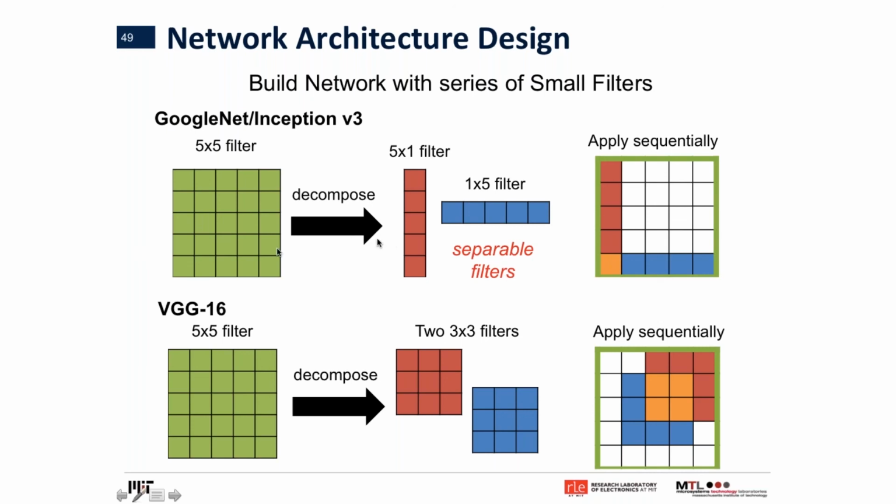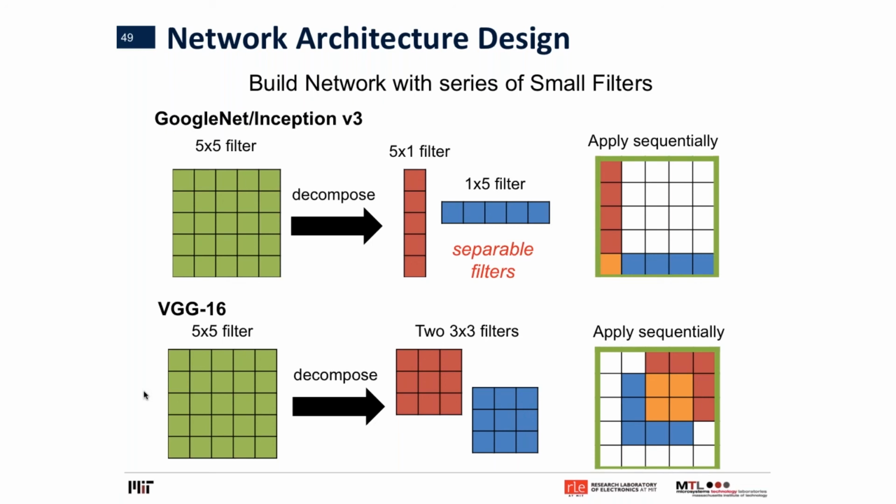Another approach of decomposition that people have explored is in VGG, where they decompose the 5x5 and 7x7 filters down to only 3x3 filters, or two 3x3 filters, and then again apply them sequentially. The nice thing about the VGG work, if you've looked at it in the past, is that all the filters are 3x3. But again, the number of channels and the number of filters will still vary.